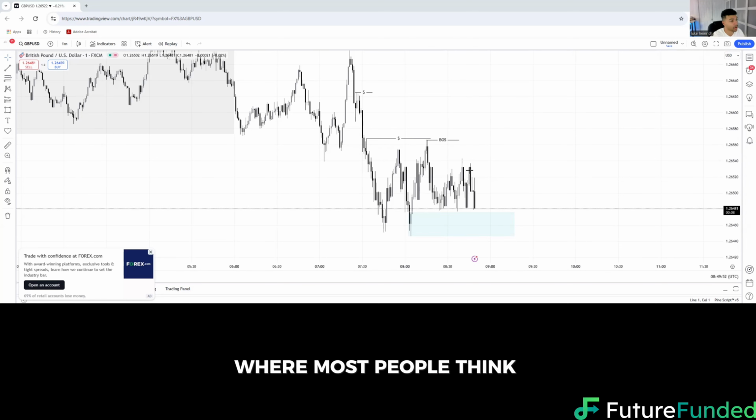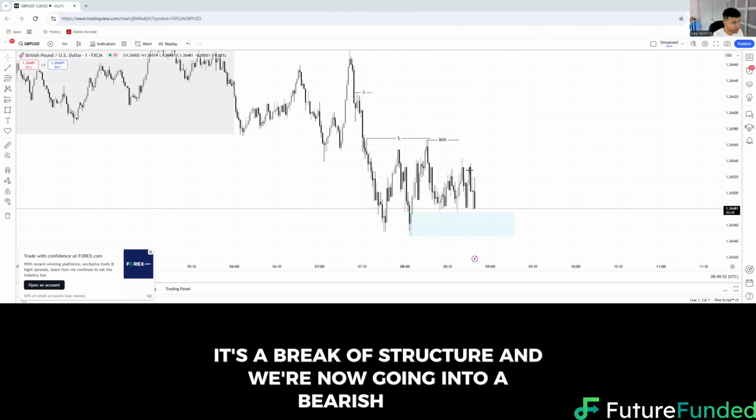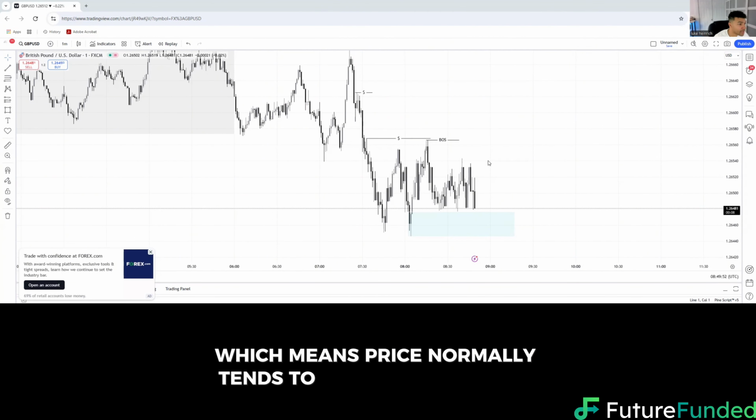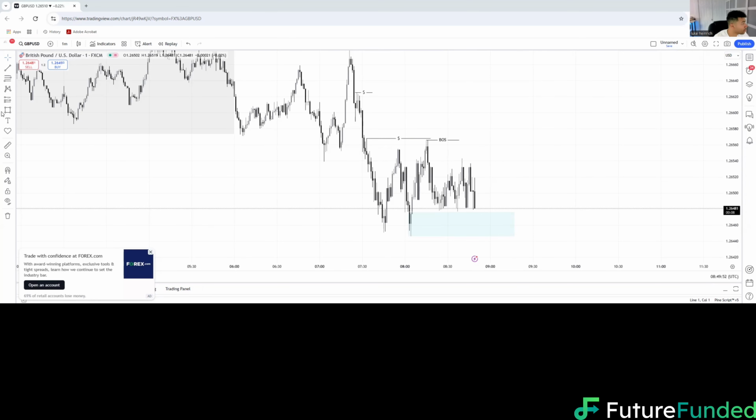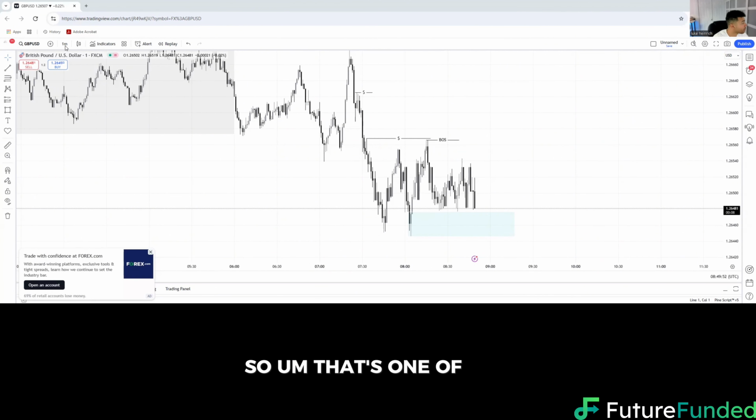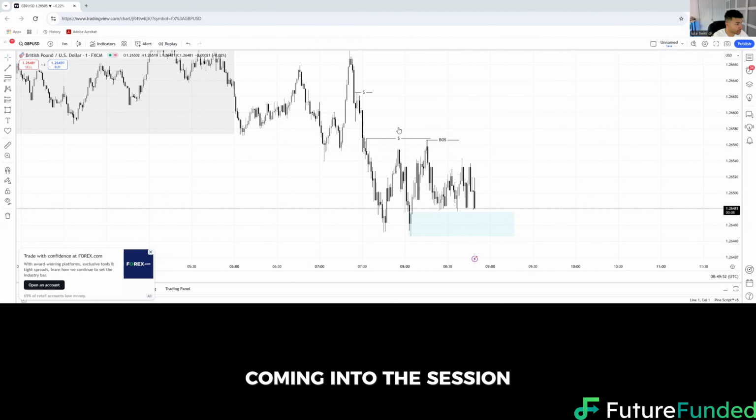Where most people think, okay, it's a break of structure and we're now going into a bearish range, which is true. At the same time, there is a lot of liquidity normally sat just below, which means price tends to have some form of move up like this before we get that move down. All right, so that's one of the things that I was looking at coming into the session.